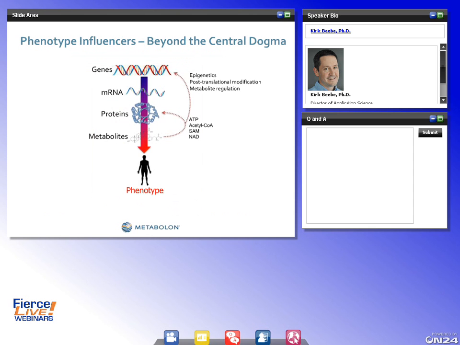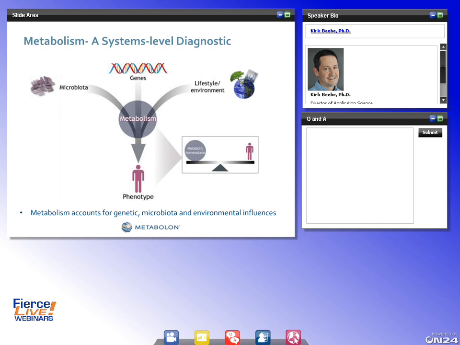The last few slides, I really just summarized the central dogma and how it relates to metabolism. I just want to come back to a reminder that we're also dealing with the complexity of environmental influences and, of course, this so-called second genome, the microbiome, and we have to account for that as well when we're trying to understand the phenotype. And I think that's arguably where metabolism or metabolomics has an even higher amount of value. In effect, the way it's often thought about is that it's really a systems-level diagnostic that ultimately is agnostic to whether the drivers of a particular phenotype come from the lifestyle environment, genetics, or the microbiota. Or perhaps a complex combination of those things.